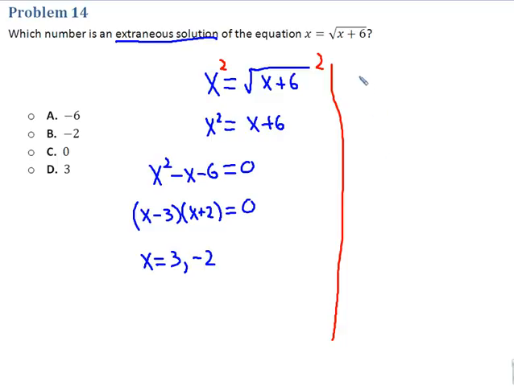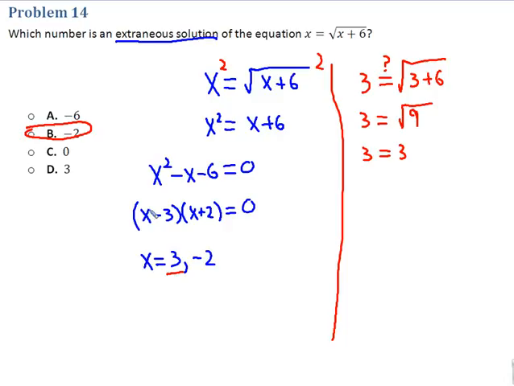We'll start with the 3. If I have 3, we want to figure out if that's equal to square root of 3 plus 6. Well, 3 is equal to the square root of 9. So the 3 works. So the negative 2 should be the extraneous one. We can check and see why it doesn't work.